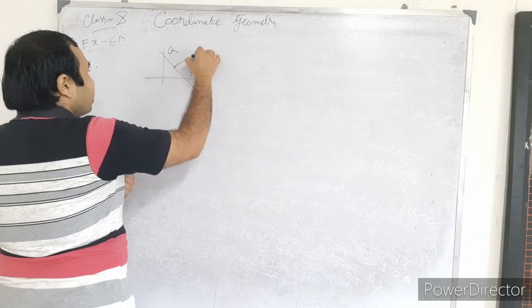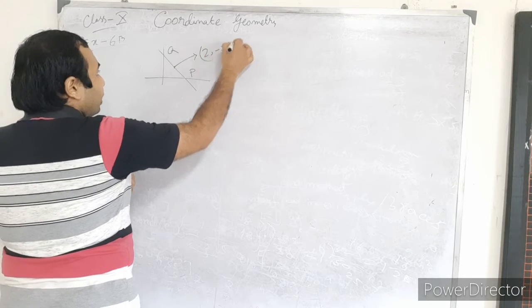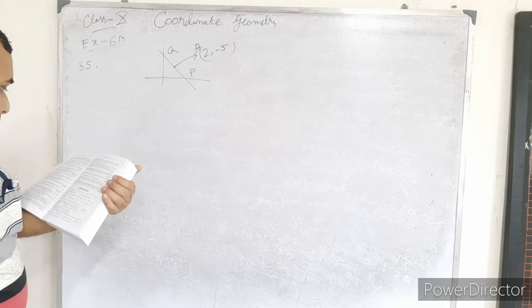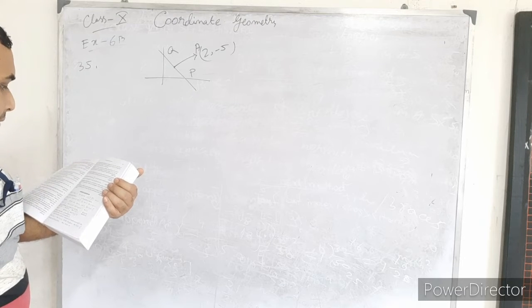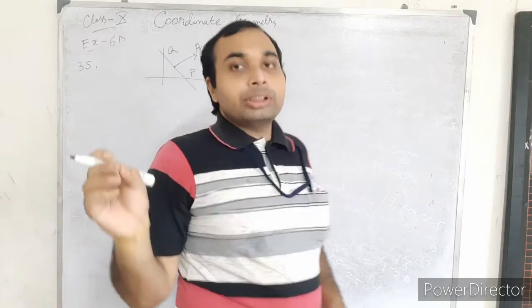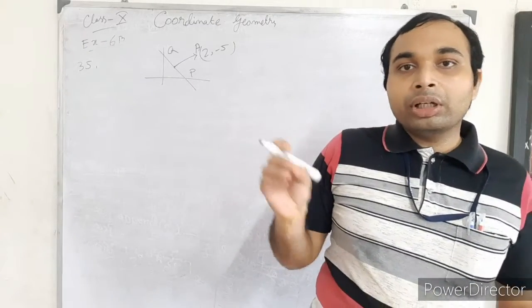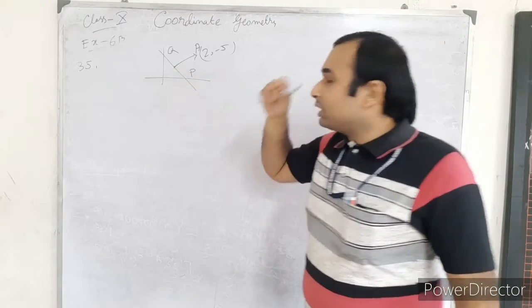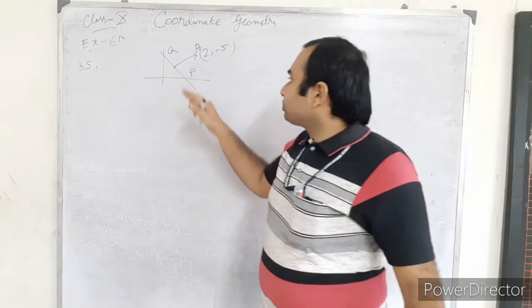This is (2, -5). We are taking this as A. You have to find P and Q. Okay, so actually the question looks more or less tough, but just see, it is very easy.